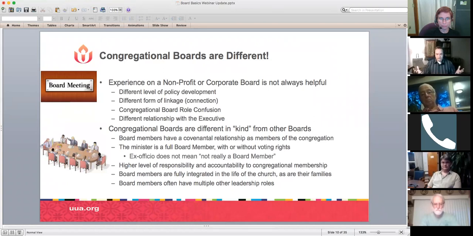Board members are fully integrated, hopefully, in the life of the church, as are their families. And so you have the case where board members' families have sometimes been triangulated, have sometimes been brought into conflicted relationships because of the board member service. And lastly, board members often have multiple other leadership roles. I'm not going to talk about that when we have a whole section on it coming up.